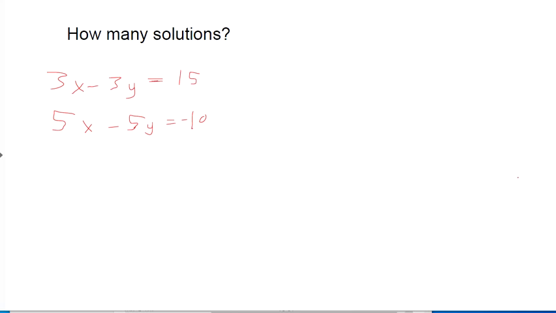So one of the questions you'll be asked is just how many solutions does a system of equations have? And just to recap, a system of equations is when you have two or more equations. We usually have two letters for two equations, three letters if there are three equations. So we've got a two equation system here.